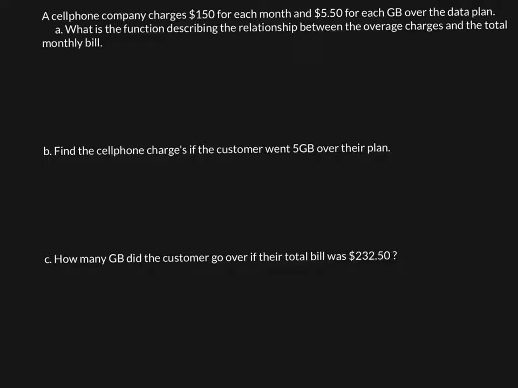A cell phone company charges $150 for each month and $5.50 for each gigabyte over the data plan. So this is like real life stuff with cell phones. This totally happens a lot of the time, especially with my phone. What is the function describing the relationship between the overage charges and the total monthly bill?